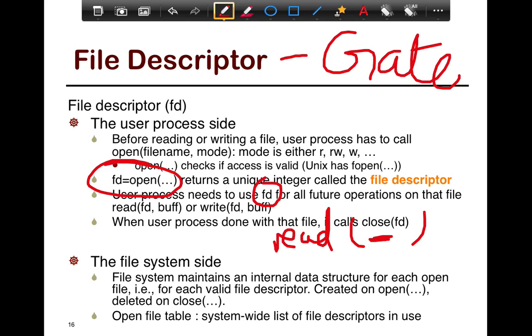And this descriptor is unique to every open file in the system. So if another process also wants a descriptor for the same file and tries to open it, the same descriptor would be returned. File systems maintain an internal data structure for each open file, for each valid descriptor. You have a system-wide list of descriptors, but with each process you also have a whole bunch of descriptors which are destroyed when the process dies.